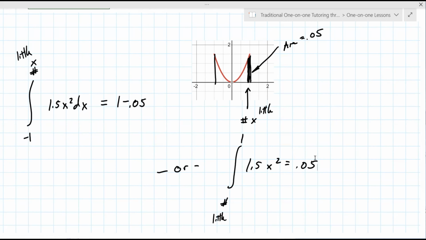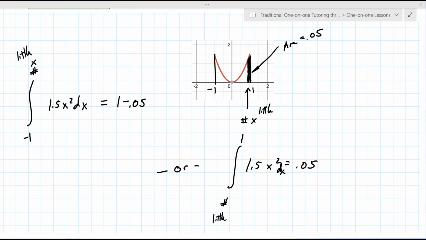Now let me see here. One of them is -1 to X, and then we have X to 1. I understand that the ones are coming from the interval. That's our interval. Now 1.5, that's our f of x, and then x squared. One of them doesn't have a dx. They're supposed to both have dx. Sorry about that. So they both have dx. Now one is going to be 1 minus 0.05, and the other one is just 0.05.